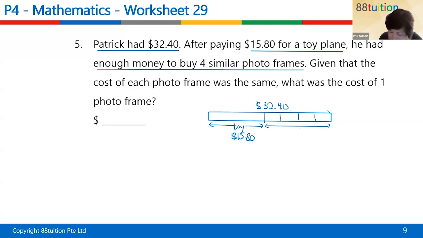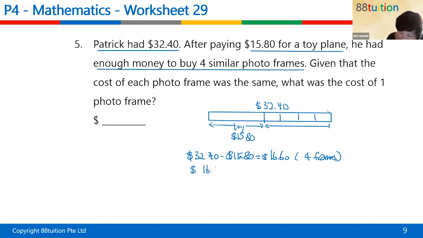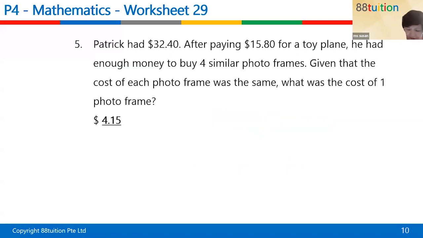Before that, you need to find this portion here. So you need to have $32.40 minus away your $15.80. Okay, I'm not going to show the working because you need to show it yourself. Okay, 15.8, that will give you 16.6. And this is meant for 4 photo frames. So in order to find 1, you have to divide it by 4. And that will give you $4.15. Do you get 4.15?